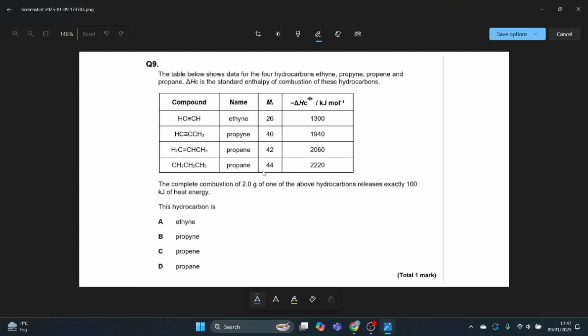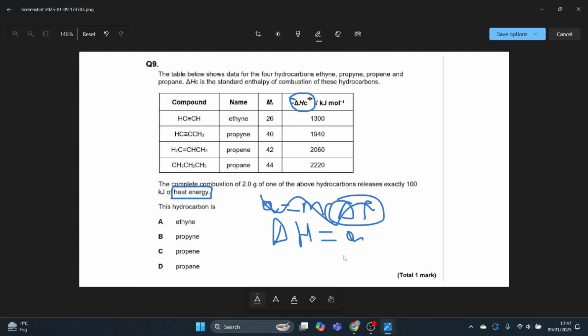Complete combustion of 2 grams of this releases this much heat energy, so that much Q. Well, Q equals mc delta T. We don't have delta T. Instead, we're given delta H. So what we have to use is the other formula. Delta H equals Q divided by moles. So therefore, it's going to be Q equals delta H times by number of moles.